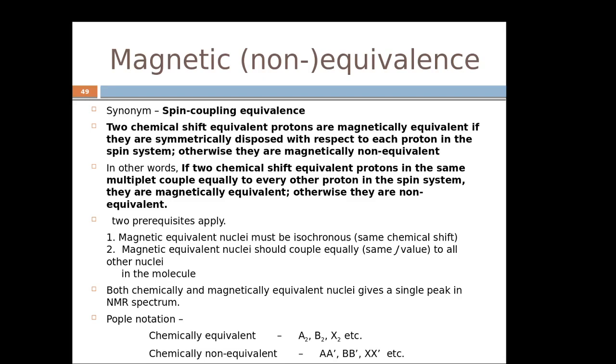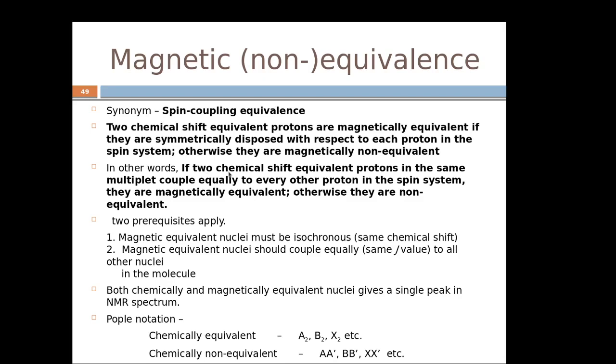So that is the basic concept of magnetic equivalence or magnetic non-equivalence. We say that two chemical shift equivalent protons, and you need to note this, the protons should be chemically equivalent, are magnetically equivalent if they are symmetrically disposed with respect to each proton in the spin system. So our proton A and B are symmetrically disposed with respect to proton C in the same methyl proton spin system. Therefore, proton A and B are magnetically equivalent.